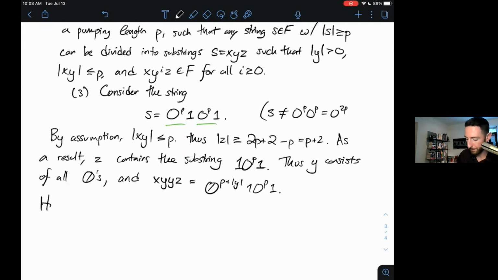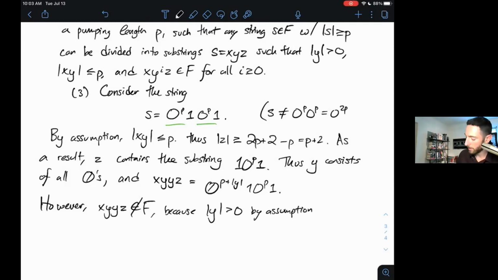However, XYYZ is not in the language F because the length of Y is greater than 0 by assumption. So this string can't be divided into identical substrings of equal length.